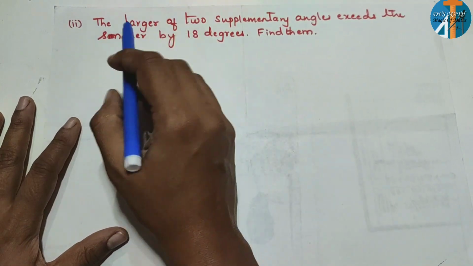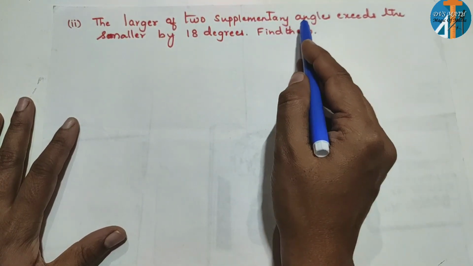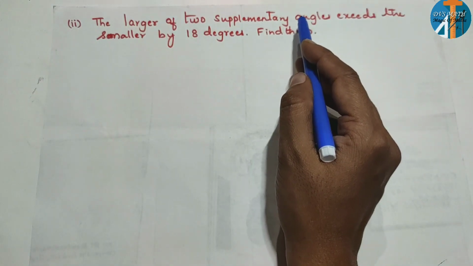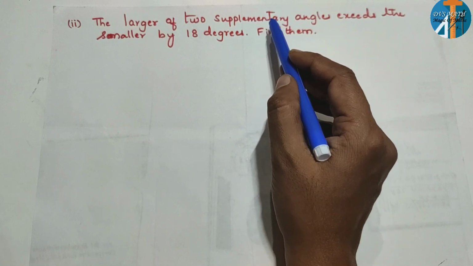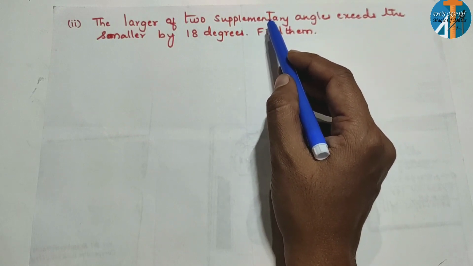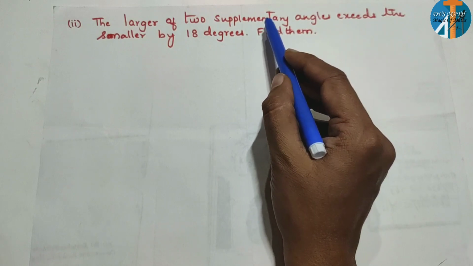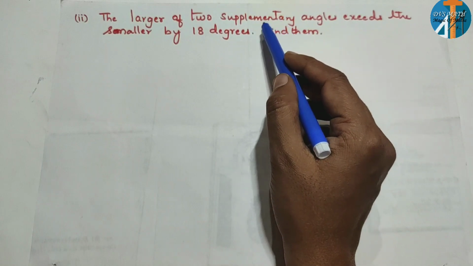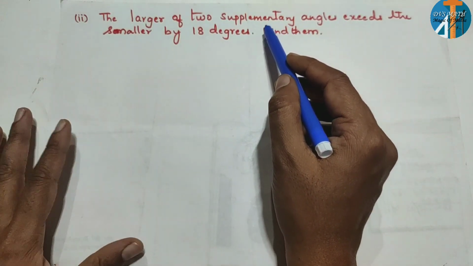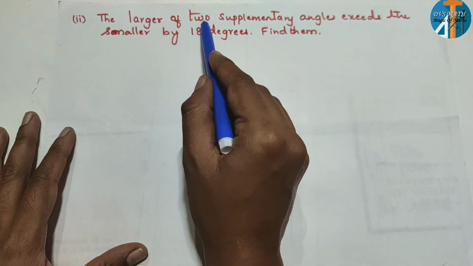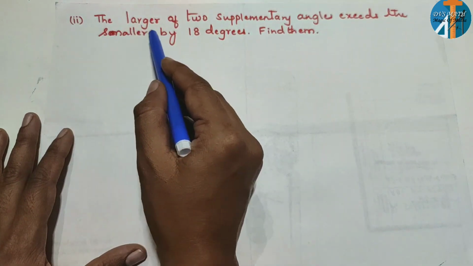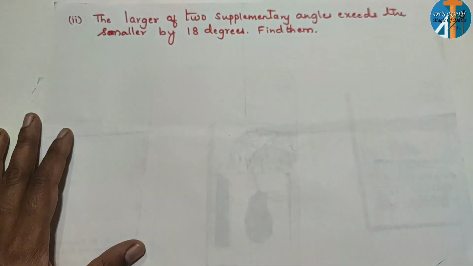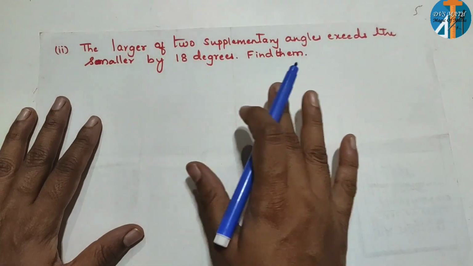Sub question 2. The larger of two supplementary angles. Listen, the larger means the bigger angle, right? So supplementary angles. What do you mean by supplementary angles? Supplementary angles means the sum of two angles is equal to 180 degrees. Remember that. And here they are saying that the larger of two supplementary angles exceeds the smaller by 18 degrees. Find them. It is very simple if you understand this.